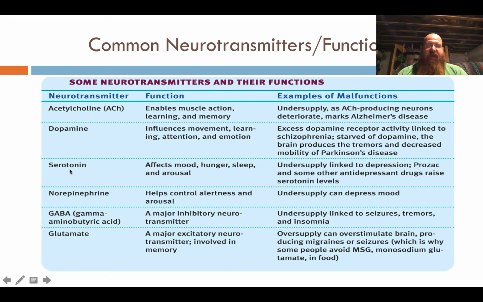All right, SNAGGED: serotonin, norepinephrine, acetylcholine, also known as ACH. The E that's not on here is endorphins. Let's see, we got S and A. We've already done GABA and glutamate. E again is the endorphins, and D is dopamine.